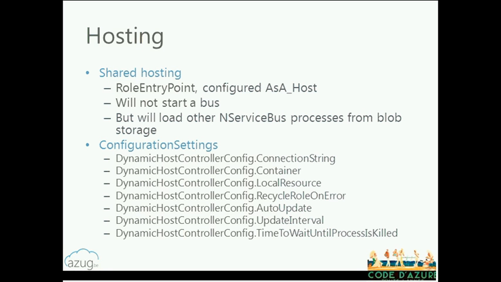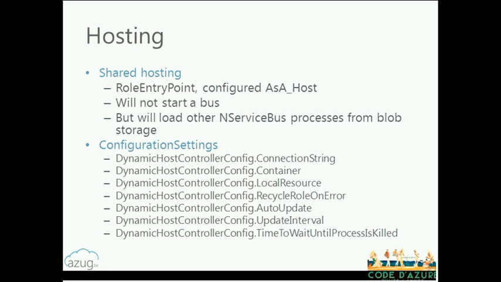You can also specify the container. So if you have configured multiple roles as a host, you can point them all to different containers, and in that way you can also control which child processes will be loaded by every individual role. The local resource is the folder on the disk of the instance where the files will be dropped for running. By default, I think this is called host or something. I would have to check.